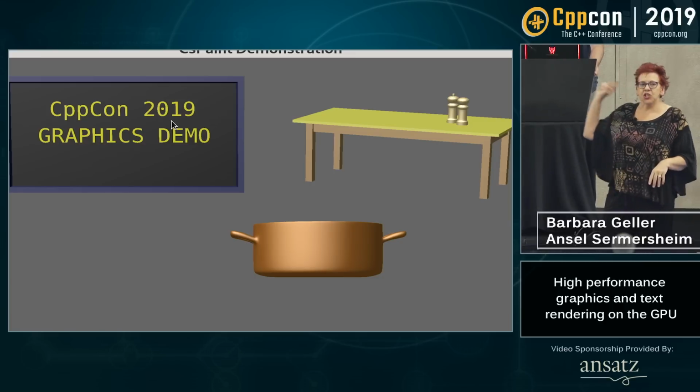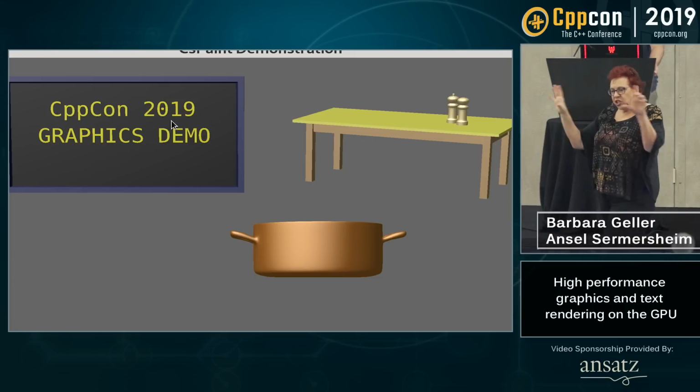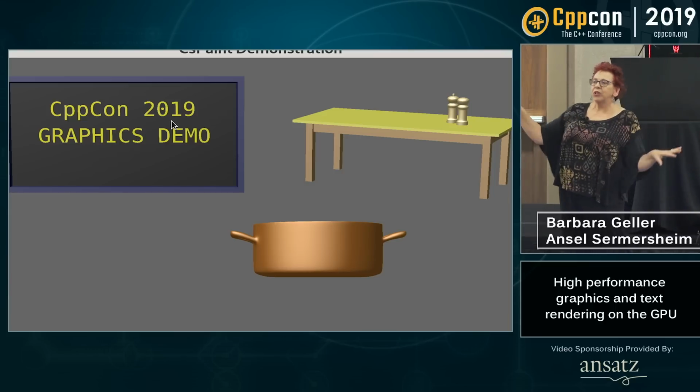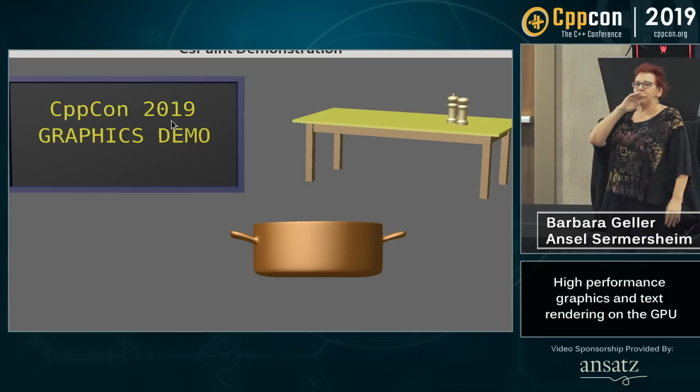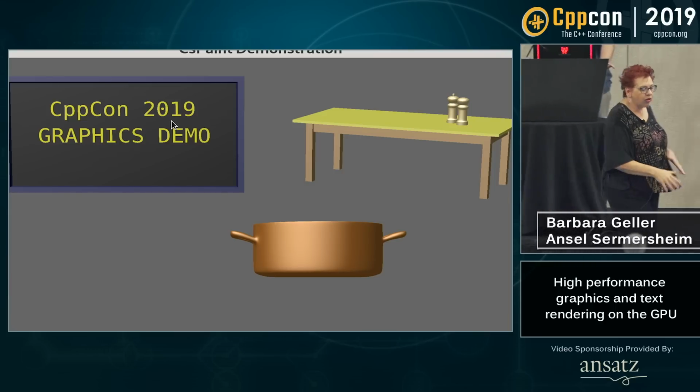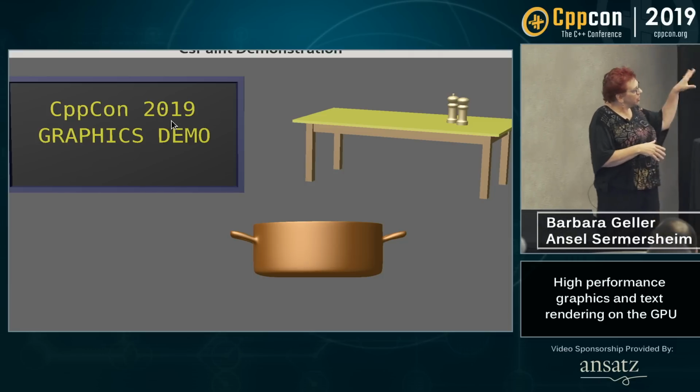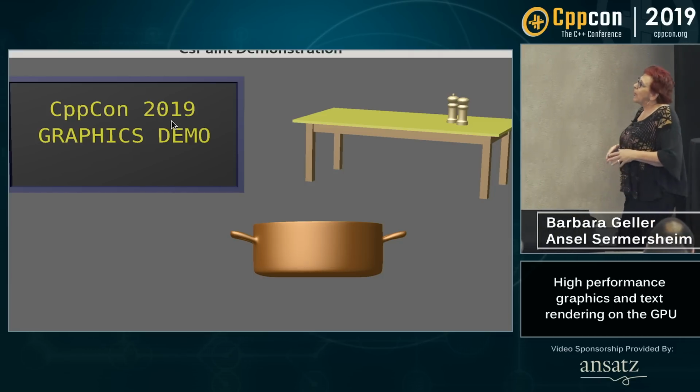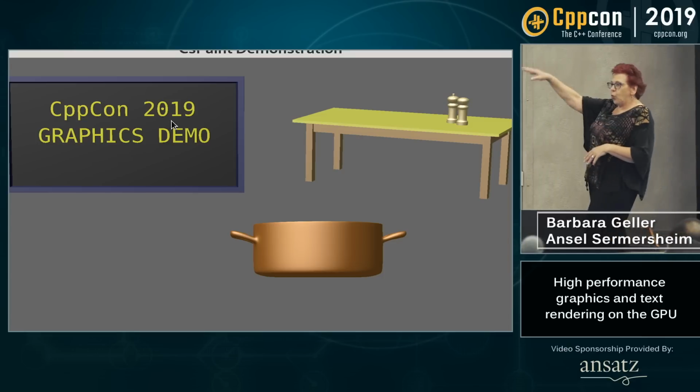What's interesting is the salt and pepper shaker are each individual meshes. The tabletop is a mesh, and the table is a mesh. So those are individual items. The fact that they're sitting on top of each other is strictly because that's where we put them.